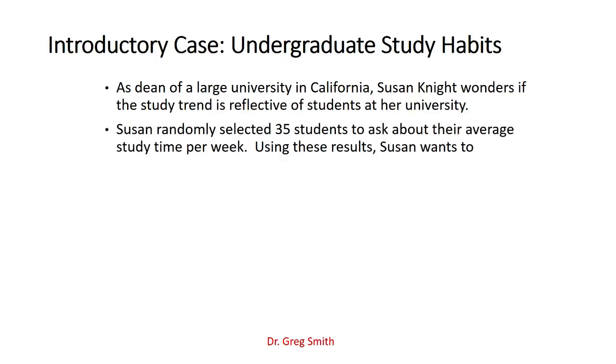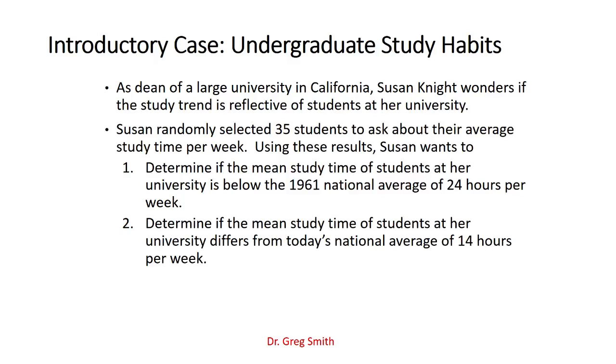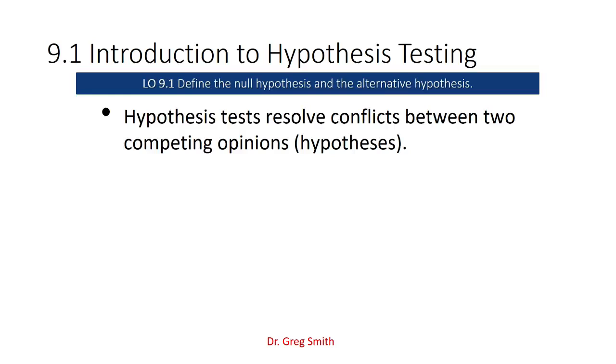Then, using this result, you want to test to determine if the mean study time of students at this particular university is below what we saw in 1961, which is 24 hours. So it's a less than. Is the time below that number? Also, we want to see if the study time for the current students at this university is different than the 24. So it's two different tasks. The first one is if it's less than 24, and the second is is it different than 24?